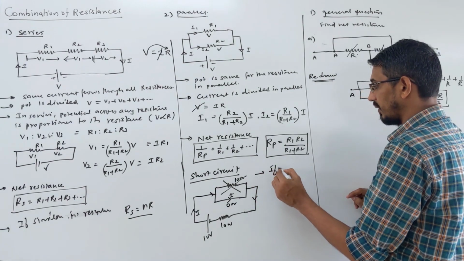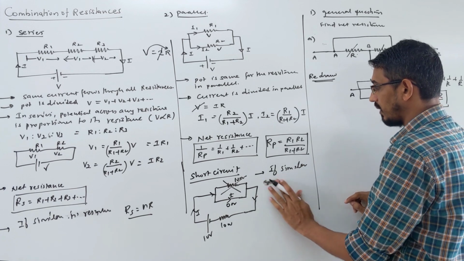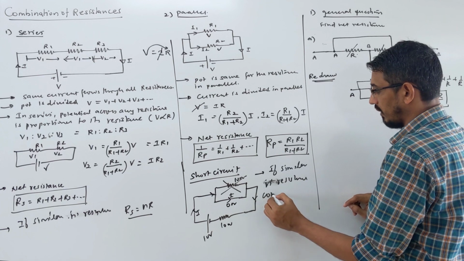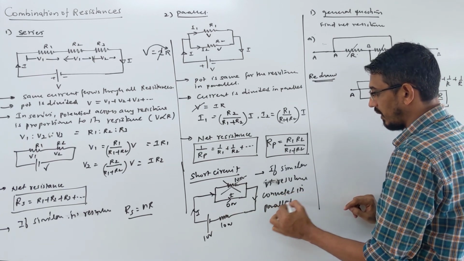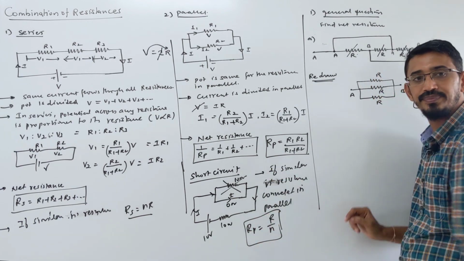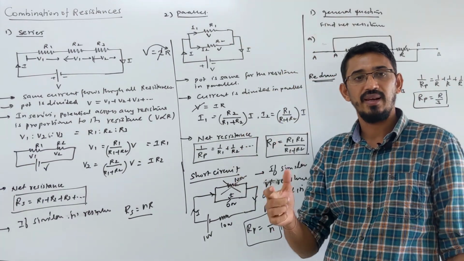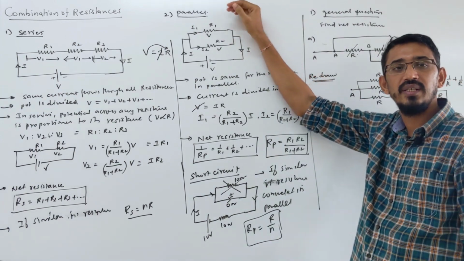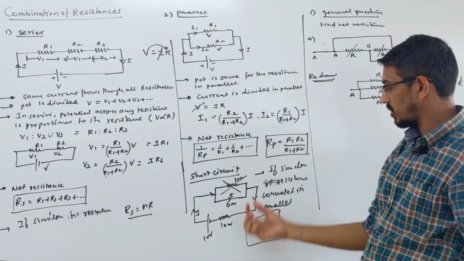If n similar resistances are connected in parallel, then what is the direct answer? Rp is equal to R by n. That's all. Two resistances of value 5 ohm connected in parallel, what is the answer? 5 by 2. Ten resistances connected, each of value 5 ohm, what is the answer? 5 by 10. That's all. This is the shortcut directly.